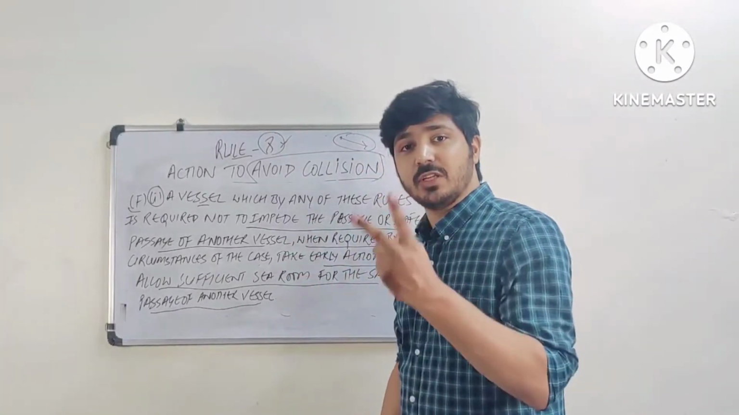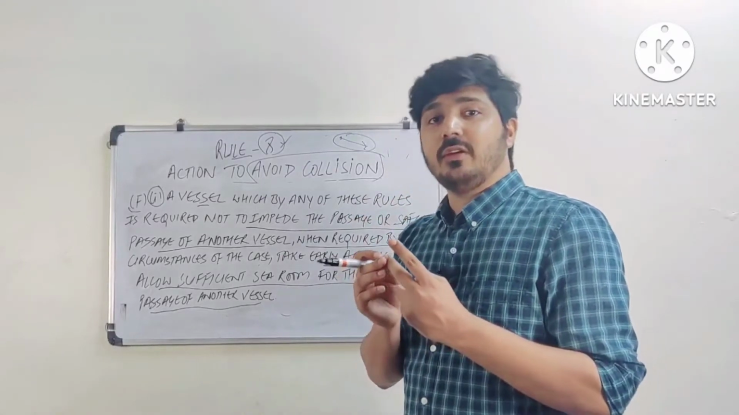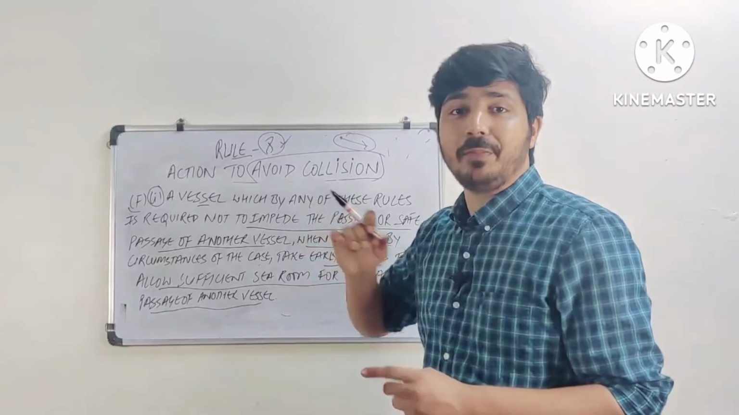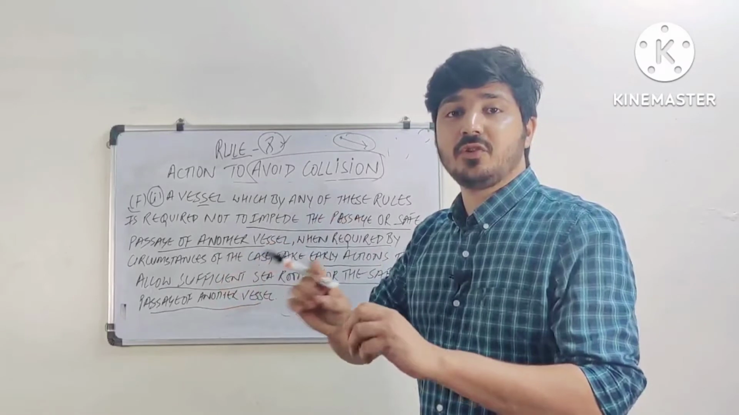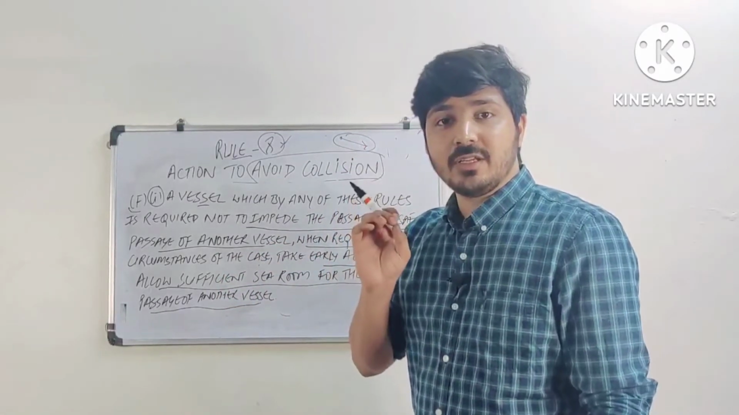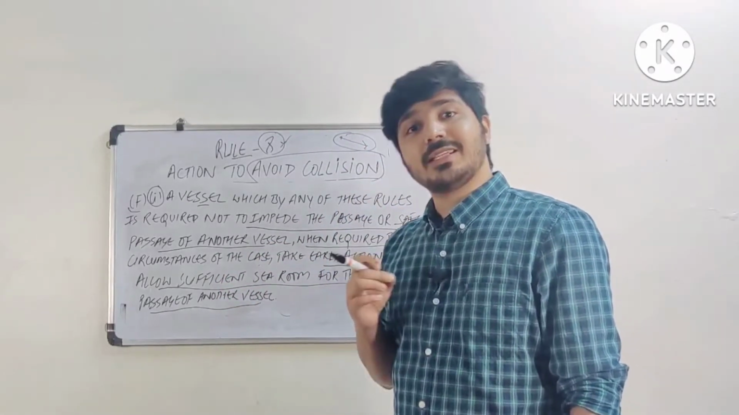Here we have considered two vessels. A vessel which should not impede the passage of another vessel. He should not create trouble for another vessel. Which vessel? Which can go with the safe passage.